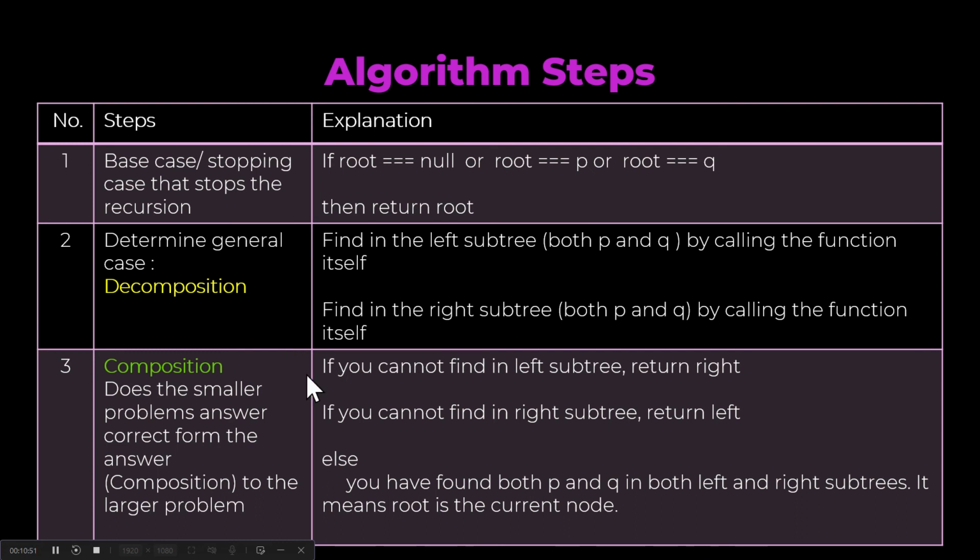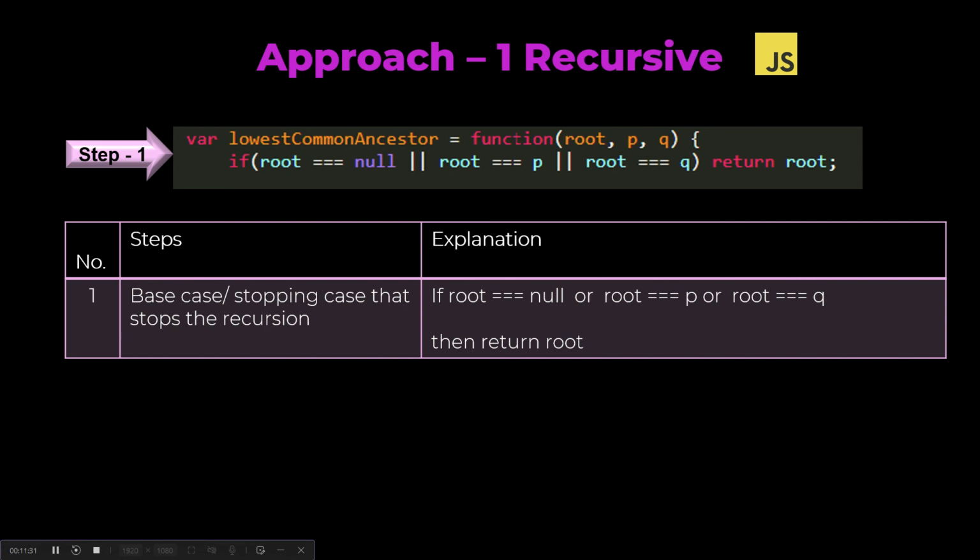Next is the composition. Here, we check: if we can't find it in the left subtree, we have to return right. And if we can't find it in the right subtree, then we return left. Otherwise, you have found P and Q in both subtrees, which means that the root is the current node, so you can return the root. So let's have a look at the algorithm.